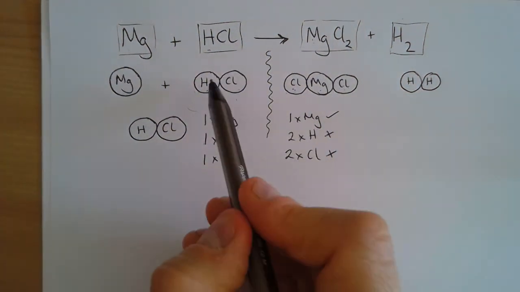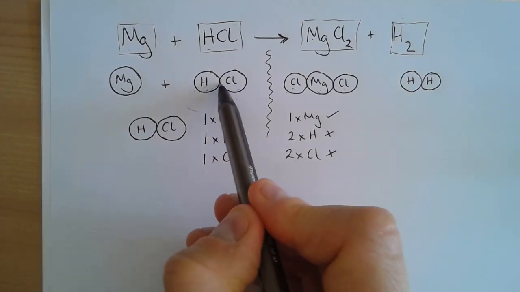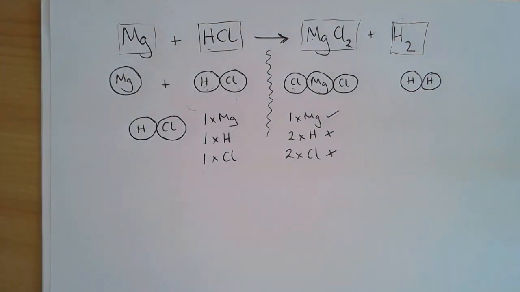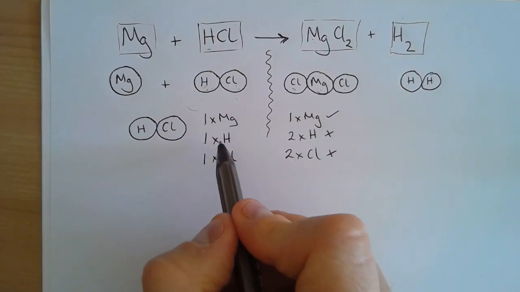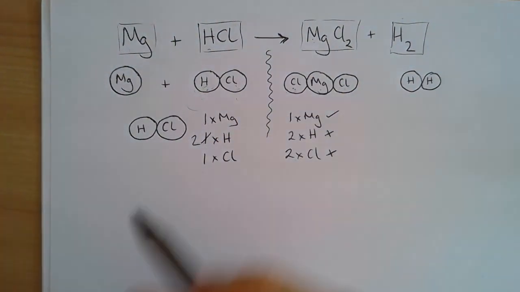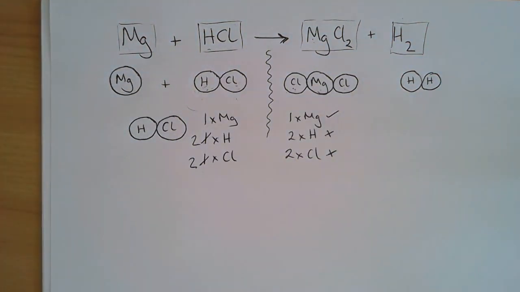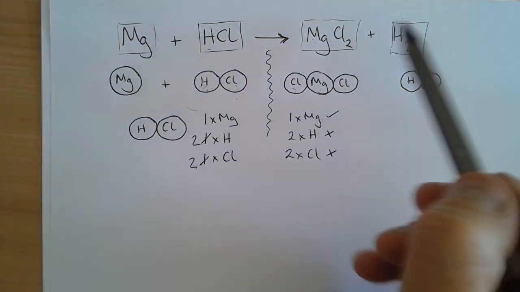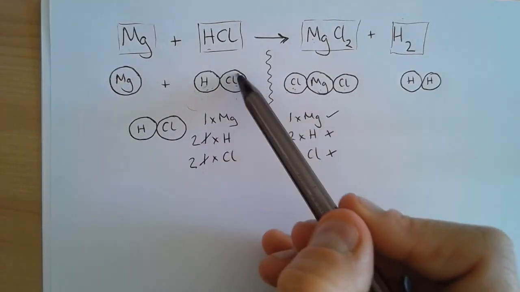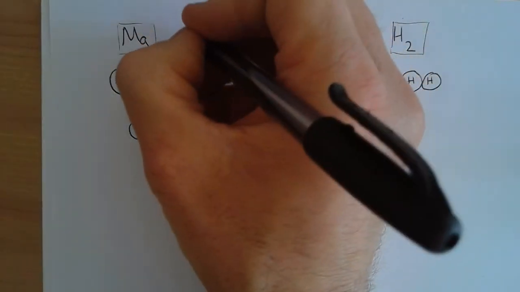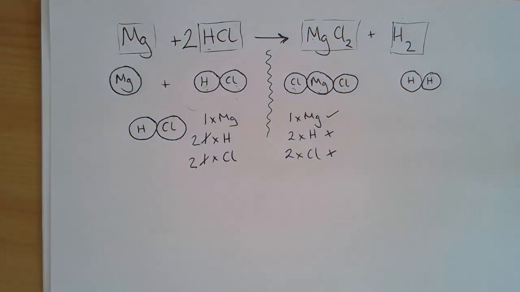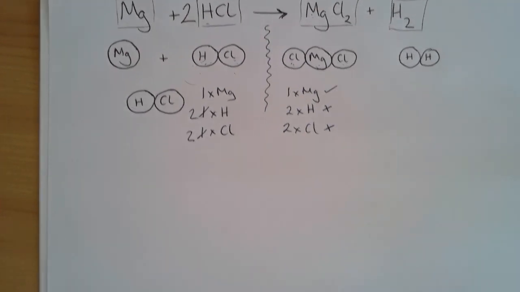So I've added, because I can see that as an H bonded to a Cl, I can add a whole other unit of that. What that does is now means there's two hydrogens here, 1, 2, and there are two chlorines here, 1, 2. I can also then have a look back at the equation and go, I've got one of these and another one of these, so I can put a big 2 in front of the HCl there, like that. And now that's balanced. Let's have a look at our second example.